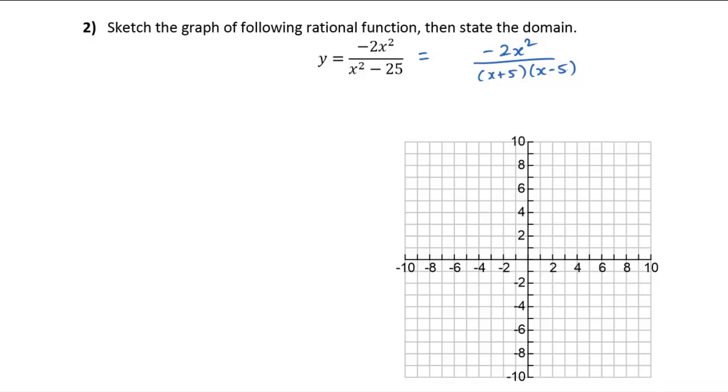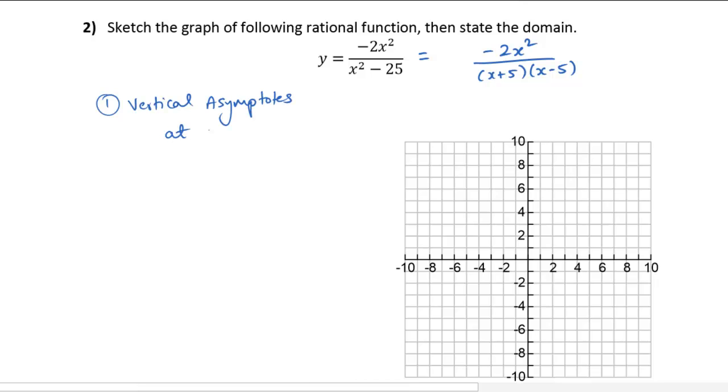However, we do have two non-permissible values, and both non-permissible values are going to represent vertical asymptotes. So as a result, we have vertical asymptotes at x equals plus or minus 5.